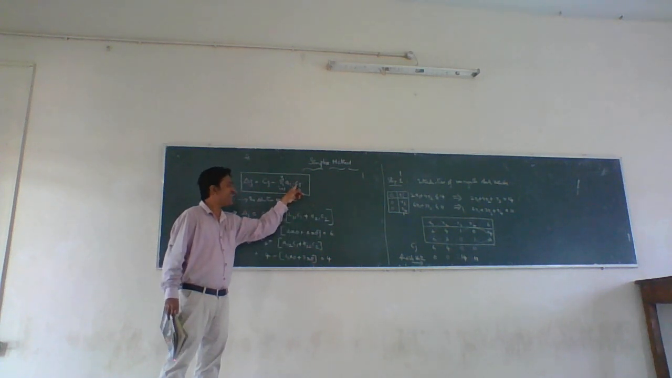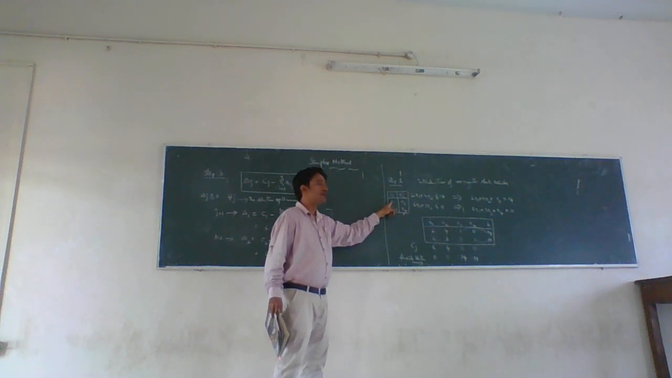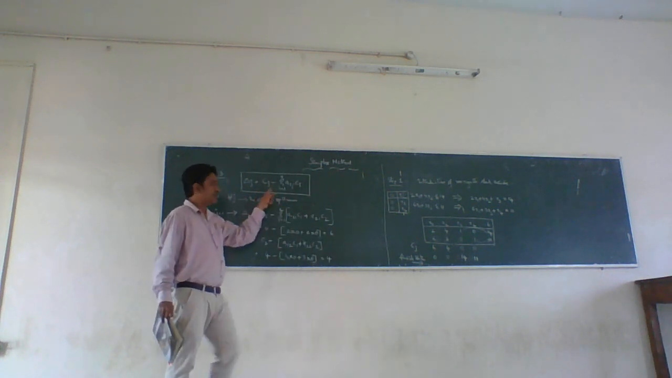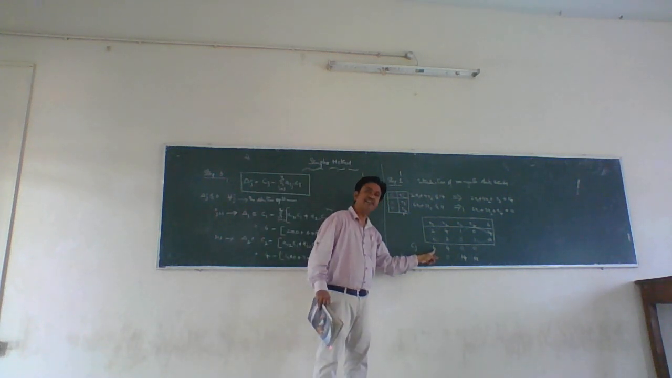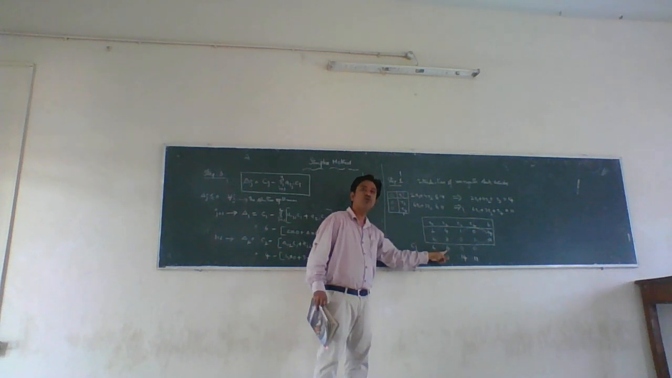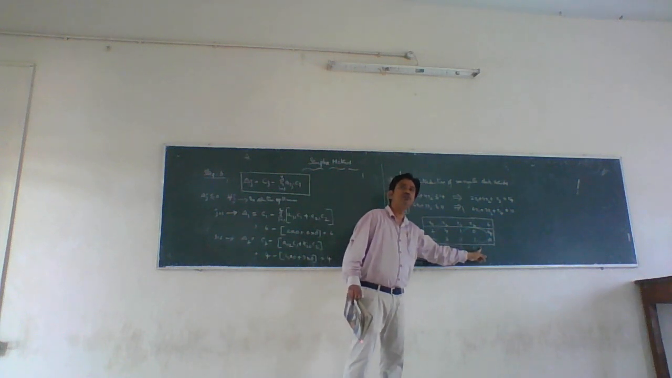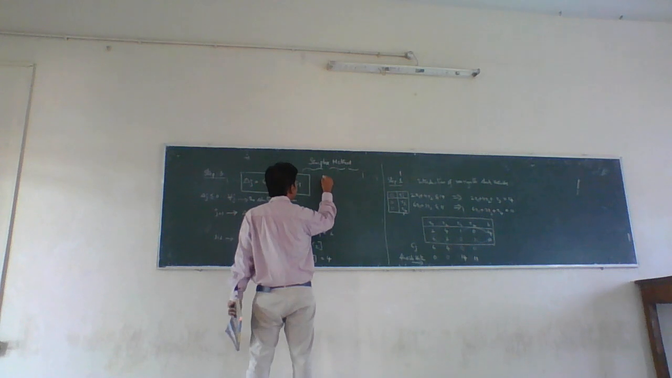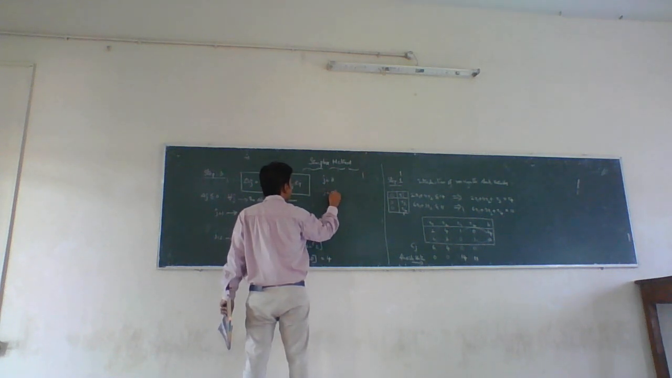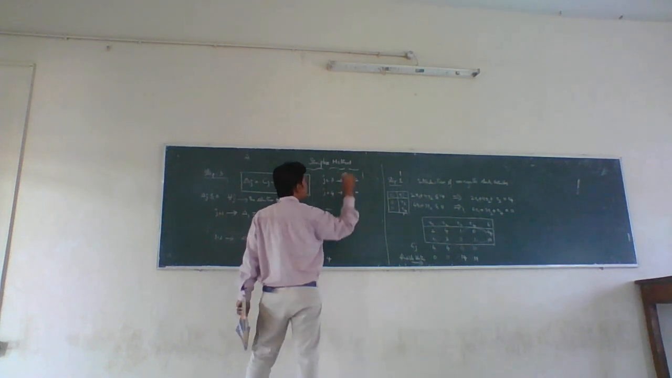Now this is Ci, and this is Cj. So Cj, what is J1? 6. Cj, what is J2? 4. Cj, what is J3? 0. Cj, what is J4? 0. So I did for J2. Now you do for J3. Similarly J4. Calculate delta 3 and delta 4. What are the values?